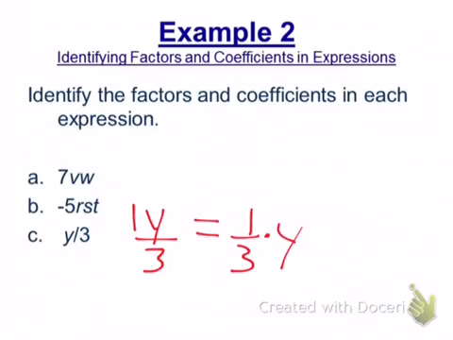1/3 and y. Okay? Division by 3 is the same as multiplication by the reciprocal of 3. What's the reciprocal of 3? 1/3. Right? So y divided by 3 is the same as y times 1/3. So the two factors here are 1/3 and y. Okay? If you write anything down, that one might be the one to write down. But that's an important one. You'll see that on a test or quiz, I guarantee it.